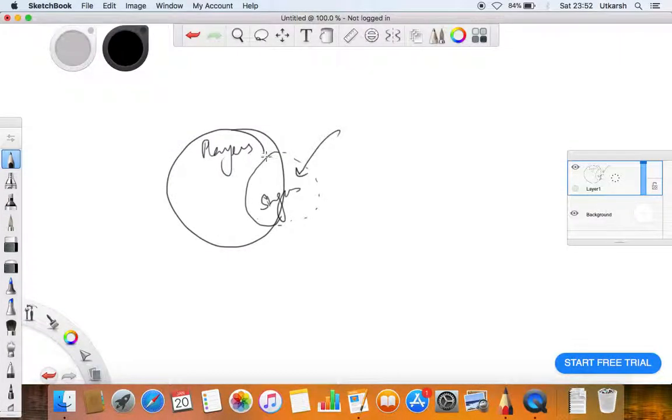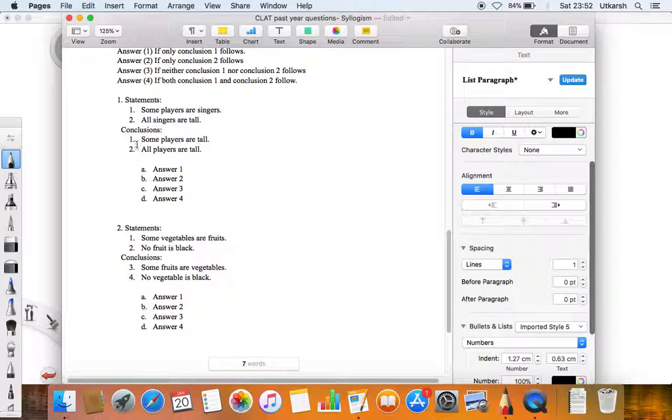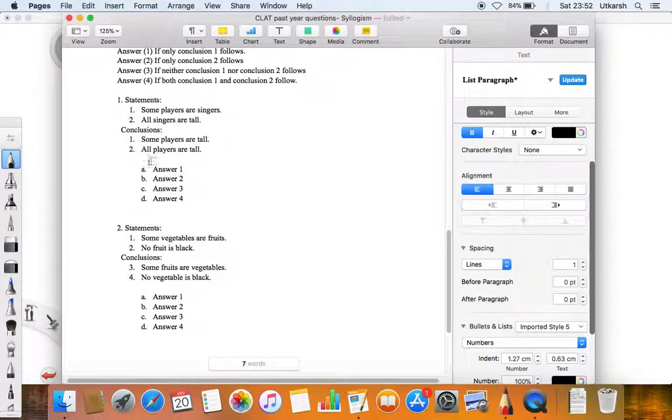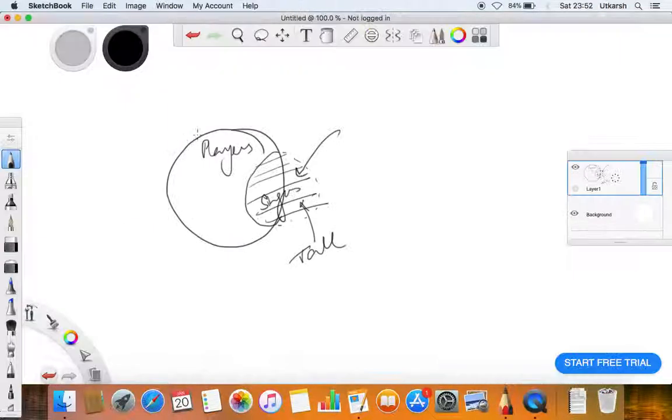So you have isolated some of the players from the plate and you have said that they are singers. Now we know all of the singers are tall, so that means all of them. So this is tall. All, so we have to take the entire plate. Now let's look at the conclusions. Some players are tall. Yes, some players are singers, so some players are tall.